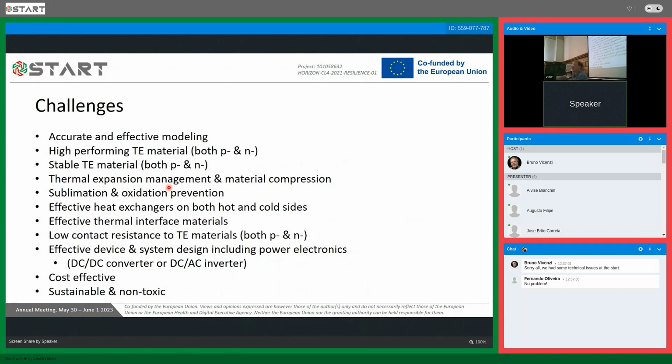There is thermal expansion management, and oftentimes this requires compression, as many of these materials don't like ending up in tension, and so there is a level of compression that is needed in order to prevent them from being damaged once they heat up and expand. Many of these materials have sublimation or oxidation issues, particularly at higher temperatures. And therefore, prevention methods are needed to suppress those.